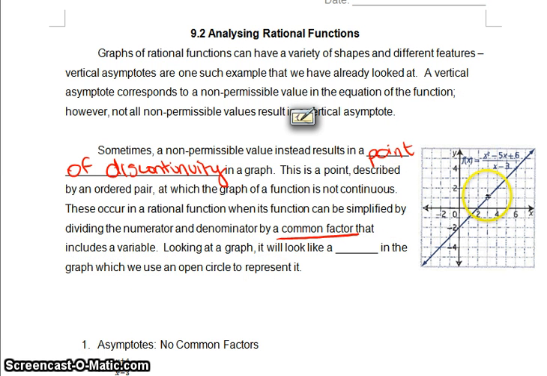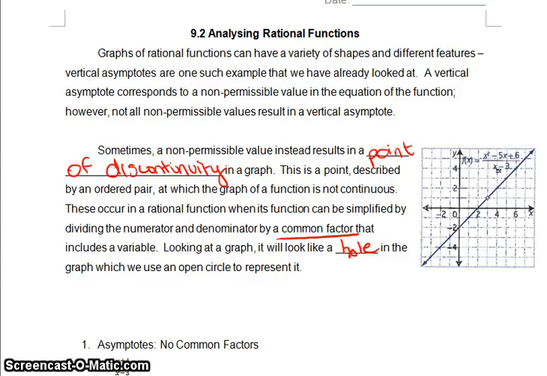Looking at the graph, here we have a non-permissible value, and this one's at 3 and 1. We can also give the point of discontinuity a different name: it looks like a hole. We usually represent it by an open circle, to make it look like a hole in the graph. Your graph will behave the exact same way as it normally would, but then there's this hole.